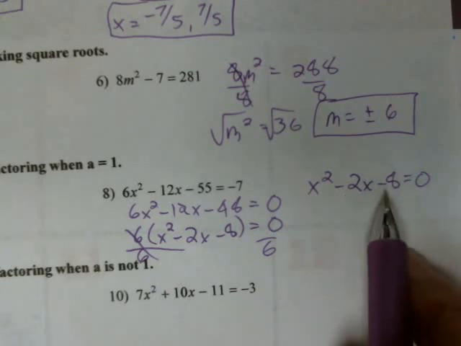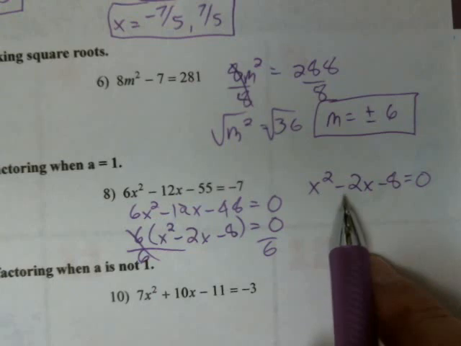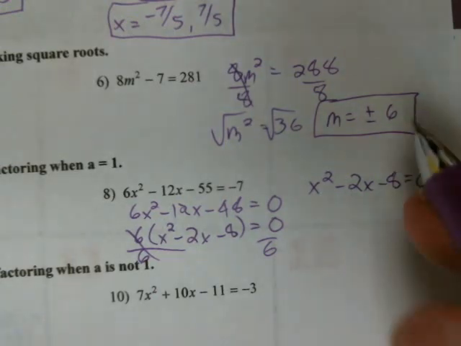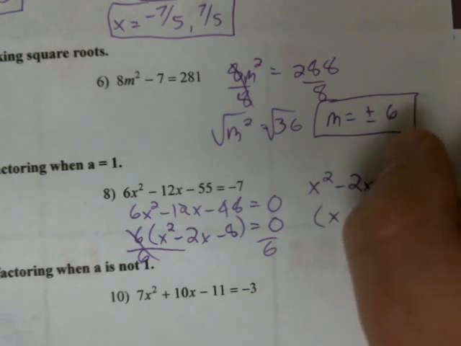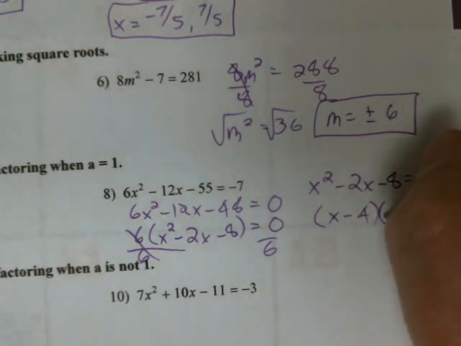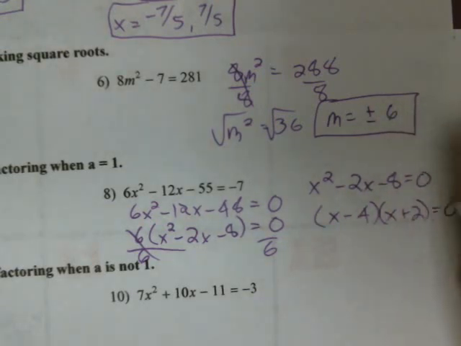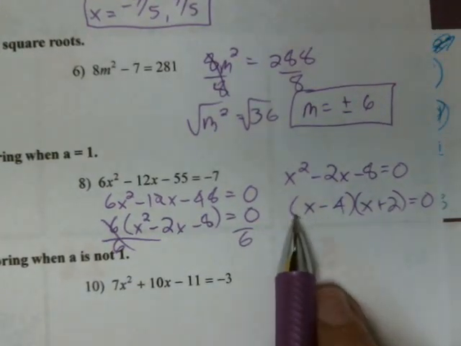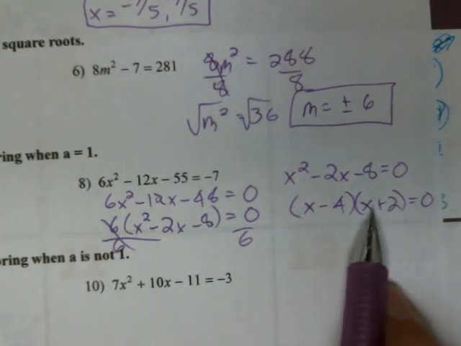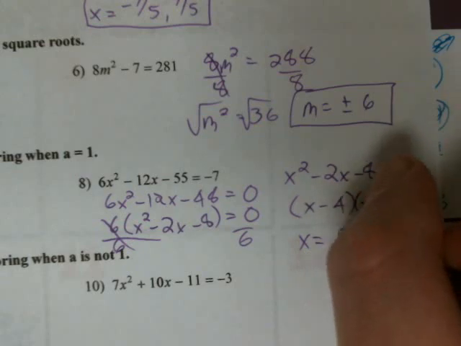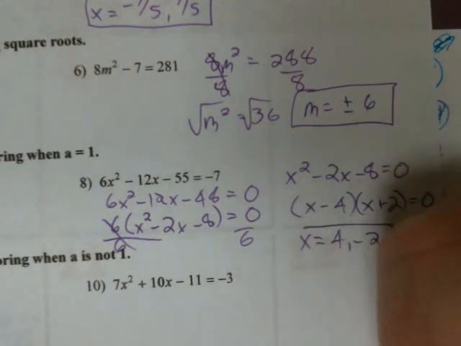Now when the C term is negative, one's got to be positive, one's got to be negative, and the sign of the middle term will tell you which one is the bigger number. So since that's negative, the bigger one has to be negative. So the 4 is bigger, so it's going to factor as x minus 4 times x plus 2 equals 0. What do I do? Since these are 1's in front of the x's, flippy flip. And x is equal to 4 and negative 2.